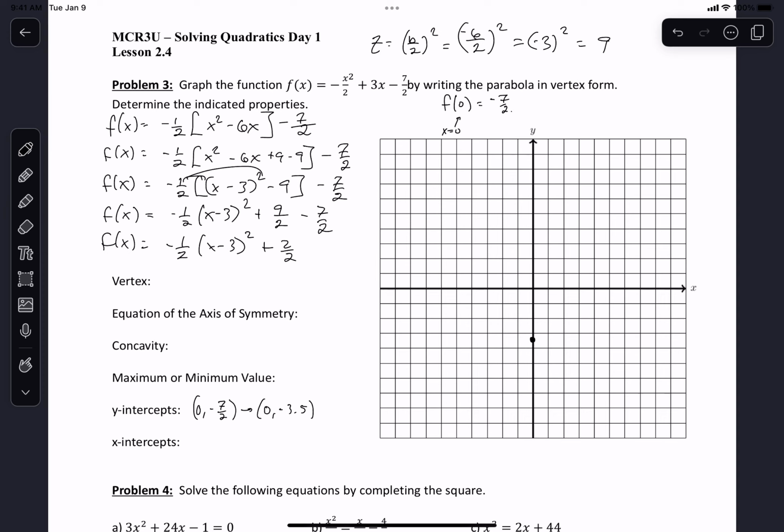Okay, so our vertex is going to be (3, 1). We can go plot that now.